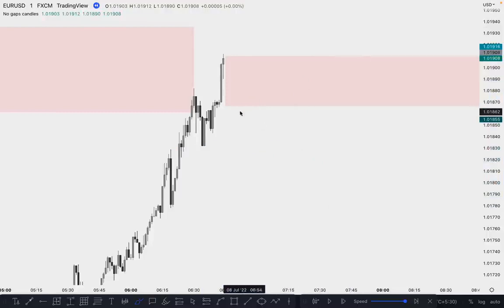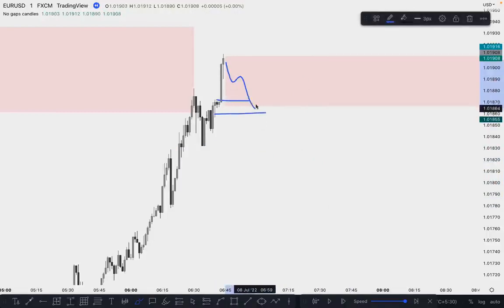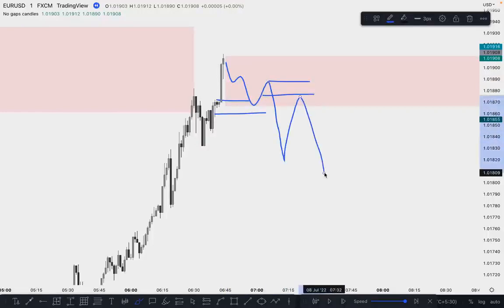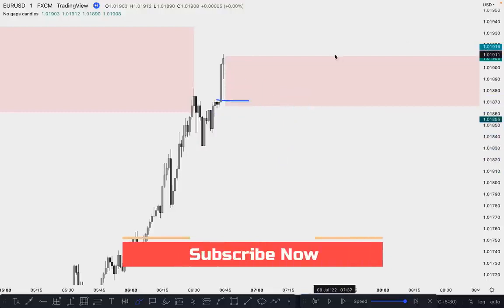And the second entry is based on if the market taps this order block and gives a reaction, and then fails, then we can also sell here. And this one is called demand to supply, the D2S type of entry. Okay, and then let's see what happened next after this.